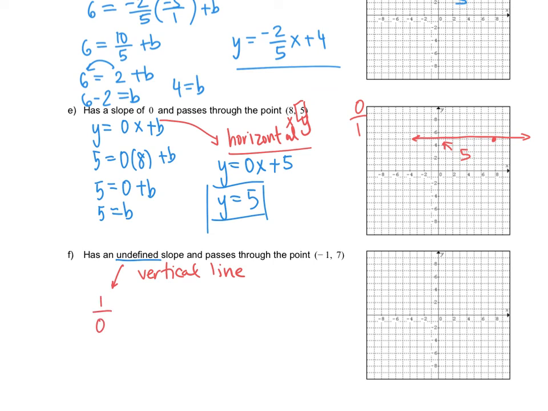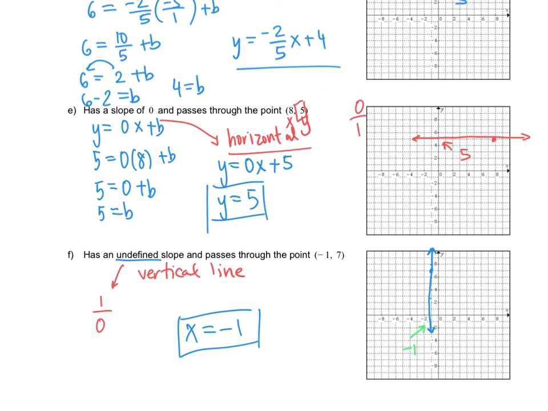So even if we don't remember it's a vertical line, I can plot my point at -1, 7, and then I'm going to rise 1, but I'm not going to run at all. So I end up with this vertical line. And what does the vertical line pass through? It passes through -1. So my equation, x equals -1, because every single coordinate on this vertical line has an x value of -1. So this one, you can't follow that y equals mx plus b form. You do have to remember that undefined slope connects to a vertical line.